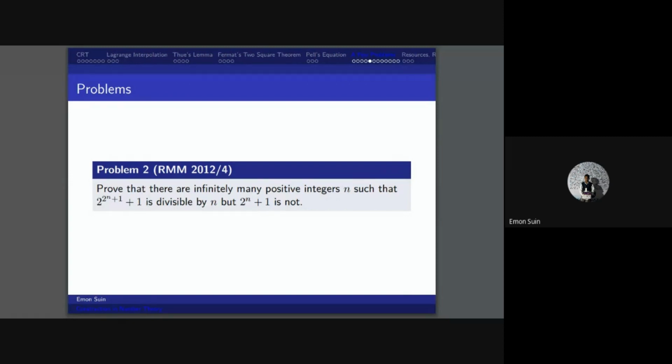I will not give 1 minute because very little time is remaining, 8 minutes. So try it for 1 or 2 minutes. I will show the solution after that.